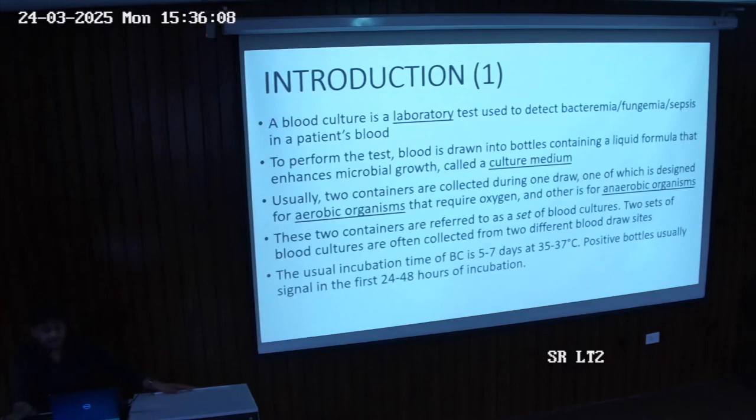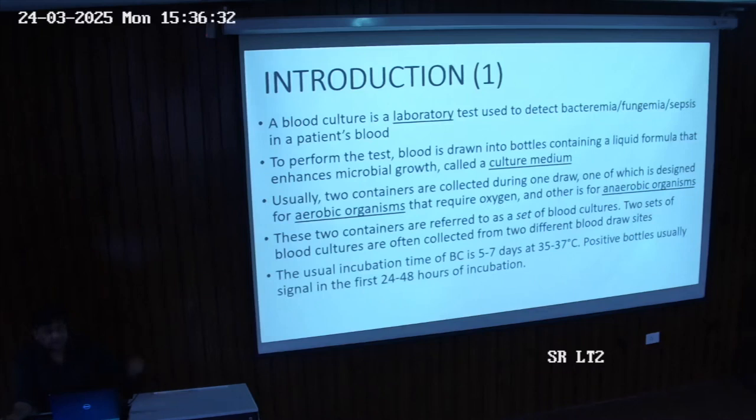So blood culture is a laboratory test used to detect bacteremia, fungemia, sepsis in a patient's blood. To perform the test, blood is drawn into a bottle containing a liquid formula that enhances the microbial growth it presents. That is known as media, culture media. You have already seen it in our microbiology labs.